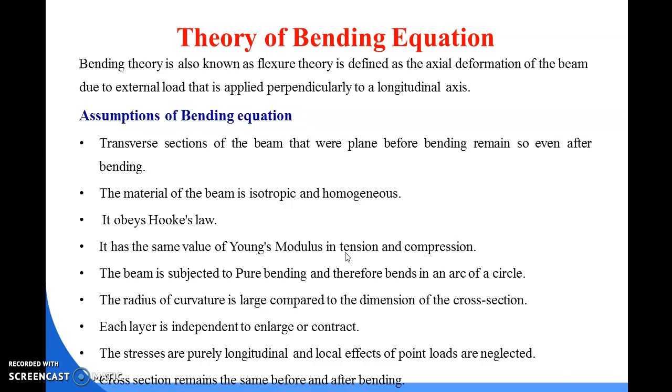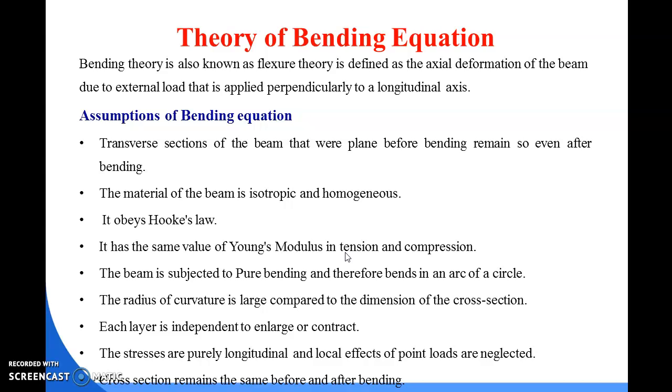Then the next assumption is that the beam is subjected to pure bending and therefore bends in an arc of a circle. To derive the bending equation, we have to provide a moment by which the beam undergoes the pure bending case, and due to the moment, the bending of the beam looks like an arc section of a circle.